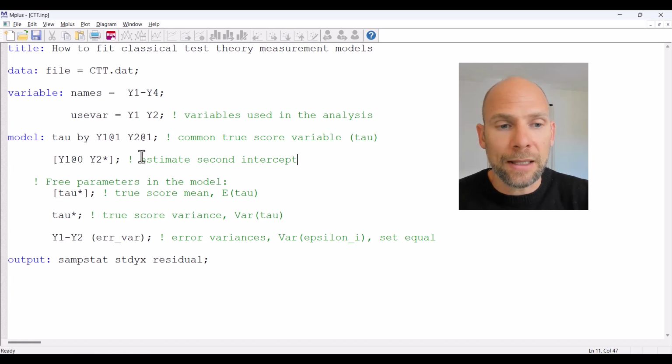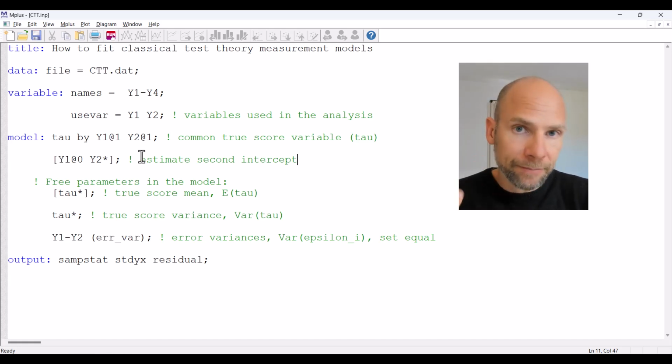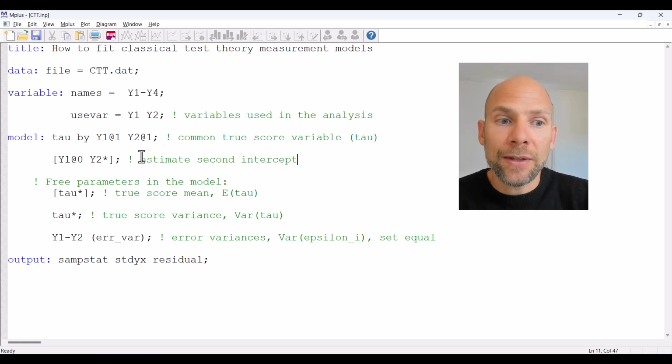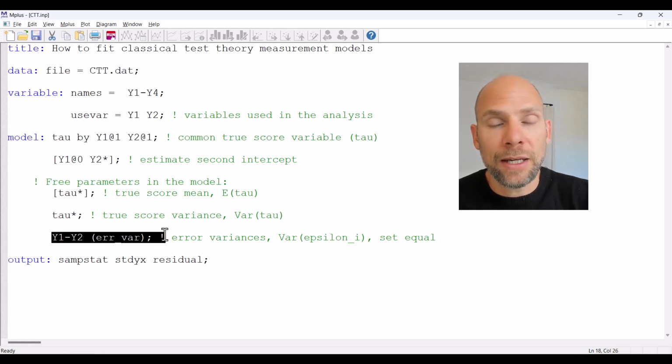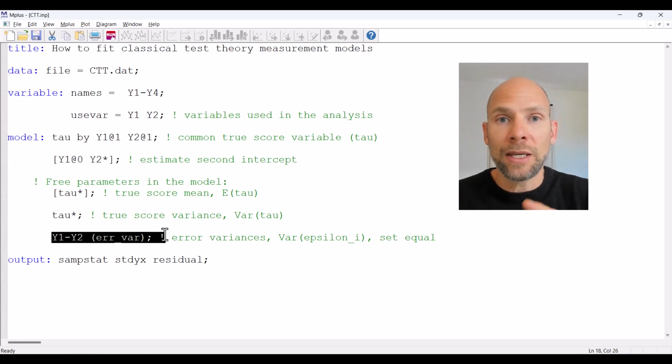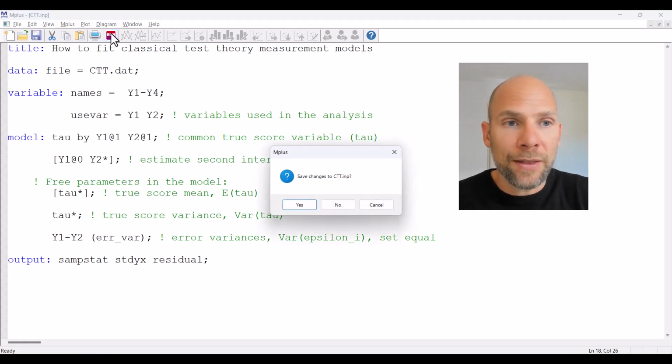Now the other parameters remain unchanged, so we're adding one parameter to the model by allowing this intercept. So we're making this model a little bit less restrictive by adding in this intercept for the second variable, which is now freely estimated, but the error variances are still constrained to be equal. And also we're only estimating the true score mean and the true score variance as additional parameters. So this model then has 4 parameters: the intercept, the true score mean, the true score variance, and the common error variance. Let's take a look at how that turns out for our example.